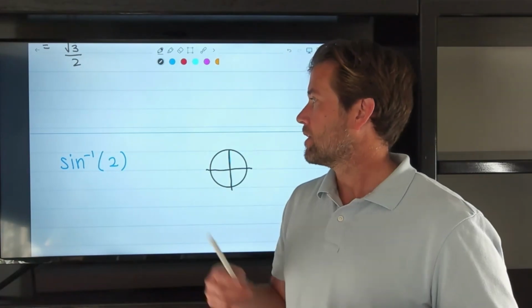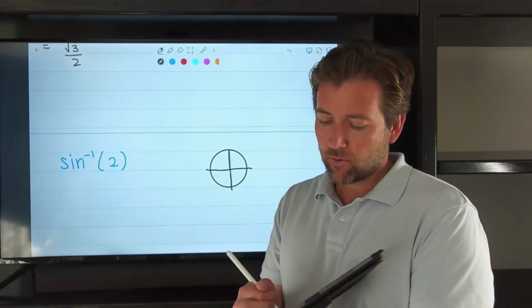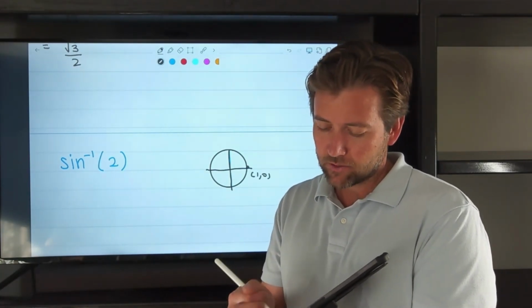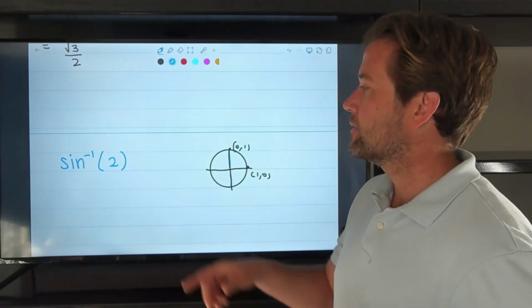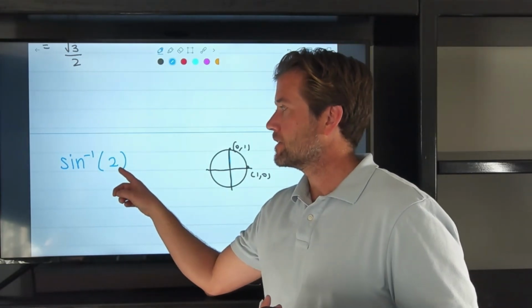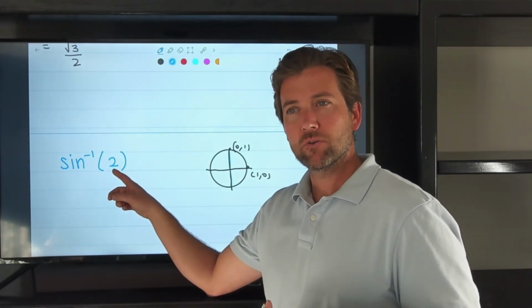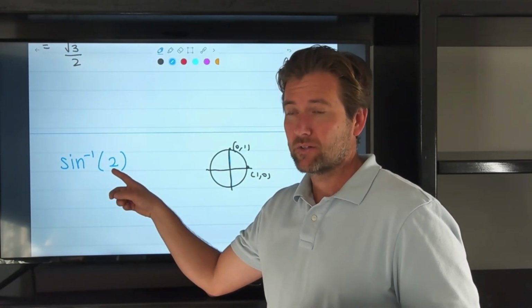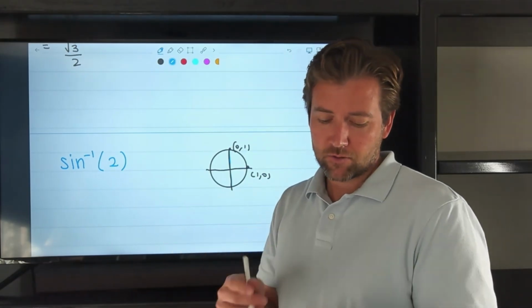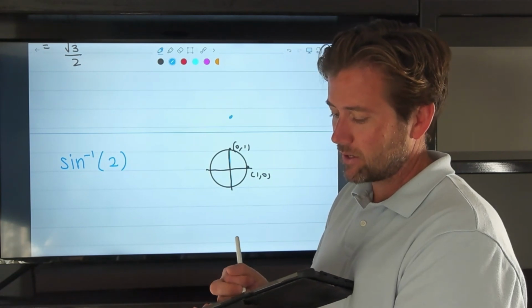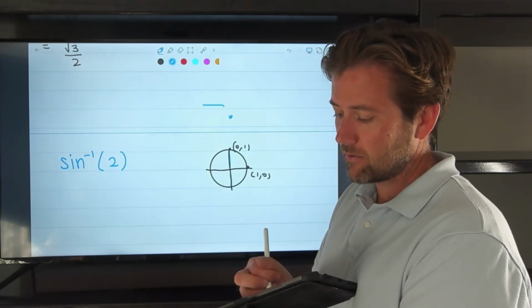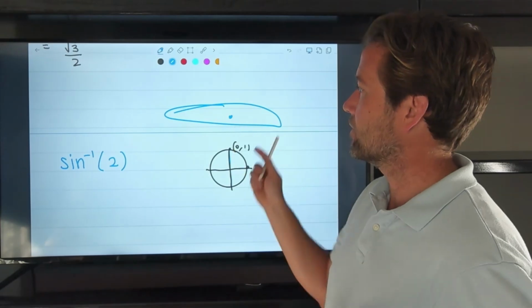Now, our unit circle has a point here at 1, 0. This point is 0, 1. Now, this is saying there is a y-coordinate on the unit circle with a value of 2. That's impossible. If this is 0, 1, 0, 2 is somewhere up here with a y value of 2, or any value with a y value of 2 would have to be up here somewhere.